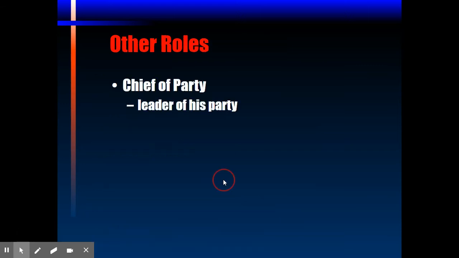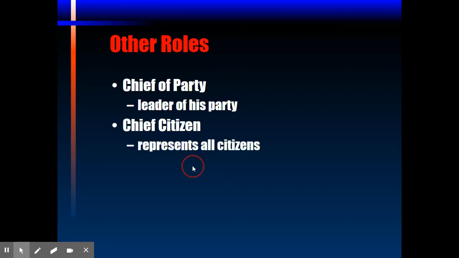All right, chief of party, he is the leader of his party. Chief citizen, this kind of goes back to being the leader of the country and representing all citizens.